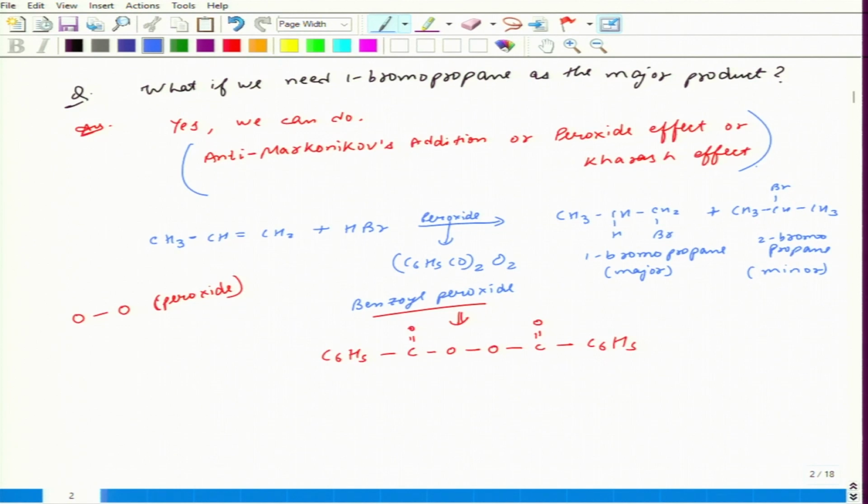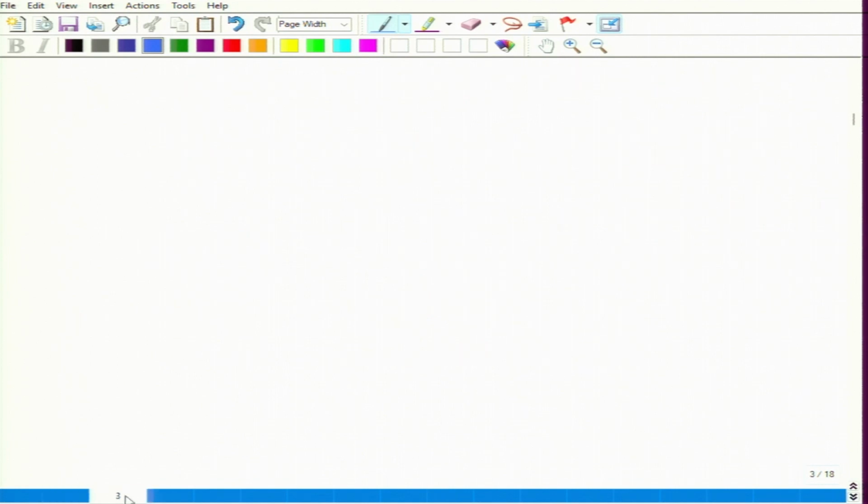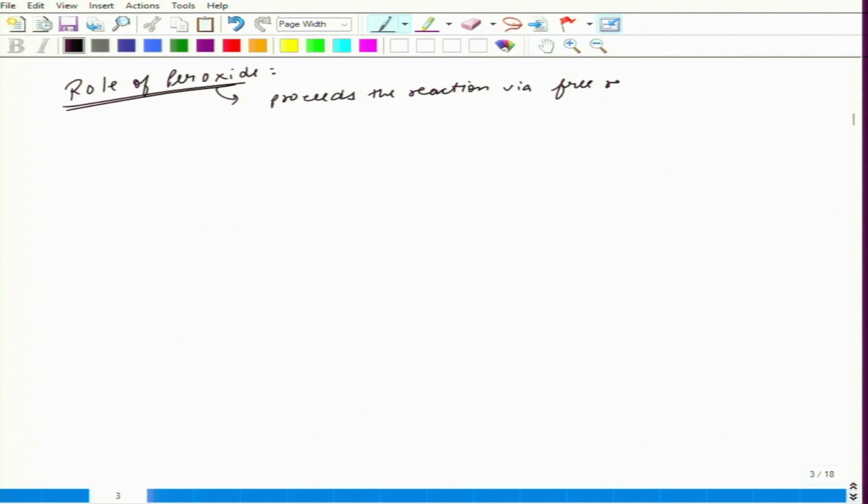Now, we will see what this peroxide is doing to make 1 bromopropane the major product as compared to 2 bromopropane. So, let us discuss what the role of this peroxide is, due to which the other product is the major one. What this peroxide does is it proceeds the reaction via a free radical chain mechanism.